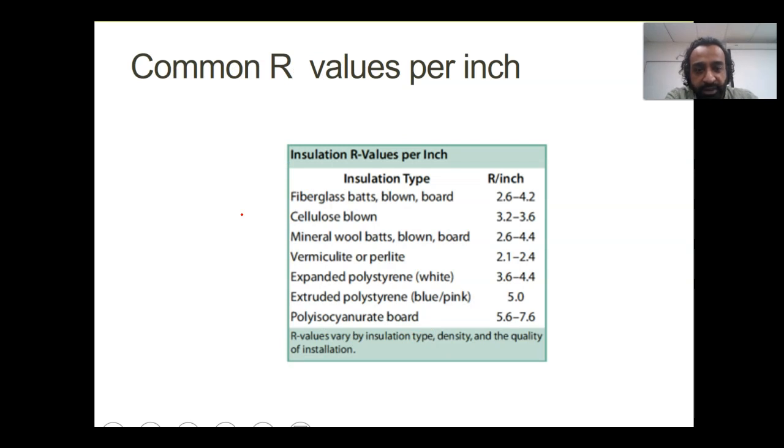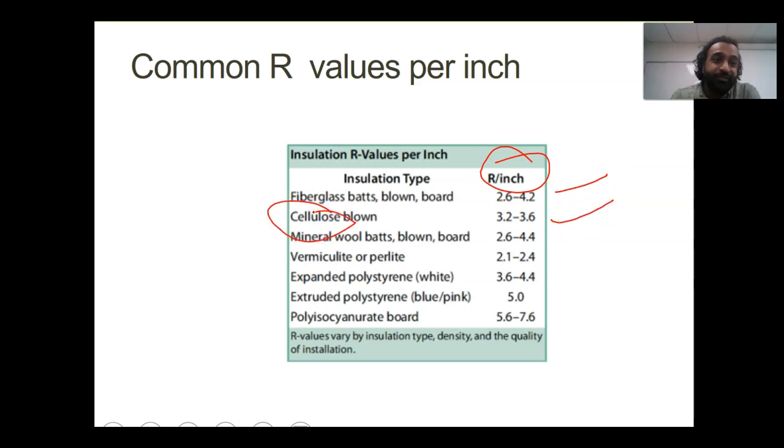Common R values per inch. That's something we actually talked about before when we were trying to insulate a wall. Fiberglass, again, bear in mind this is per inch, so the more you add, the more R value you will have. Fiberglass was very common in the 80s. It's not common anymore.